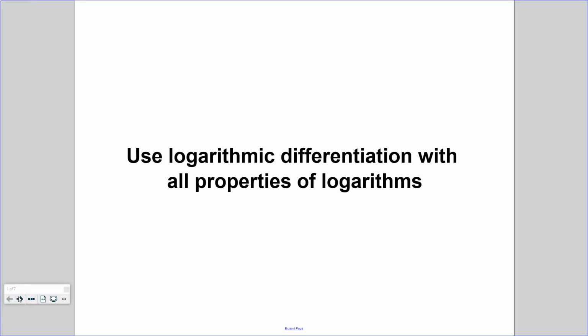Use logarithmic differentiation with all properties of logarithms.